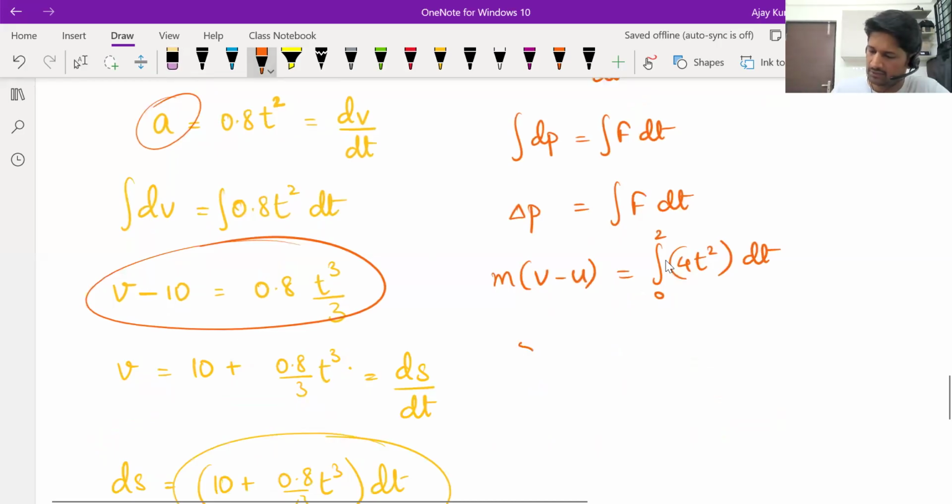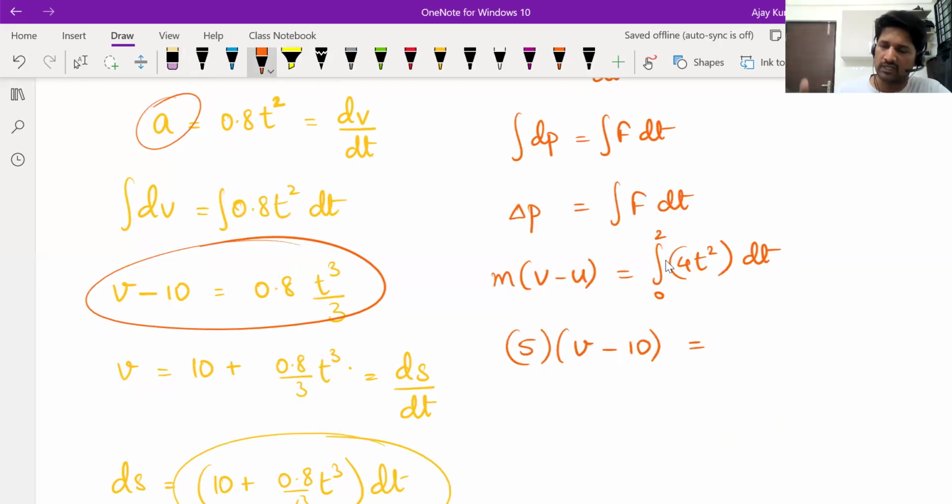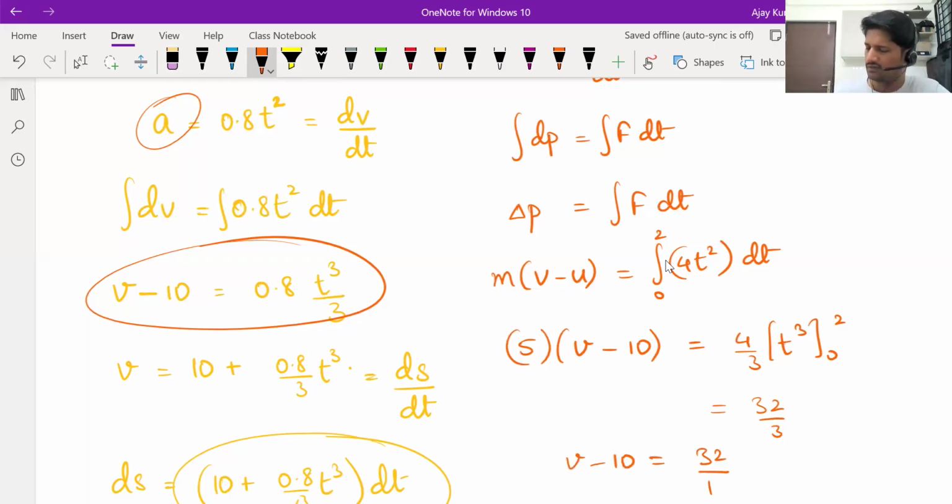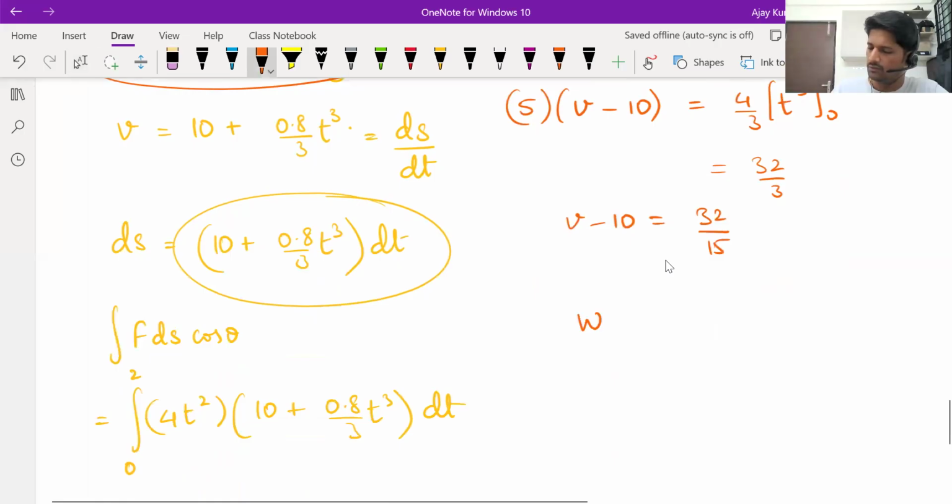Now, mass of this object was 5 kg. Final velocity is unknown. Initial velocity is 10. Integral 4t square is 4t cube by 3. So 4 by 3 into t cube. Substitute limits 0 to 2. 2 cube is 8. 4 into 8 is 32 by 3 is the right hand side. Send the 5 to that side. You get v minus 10 is 32 by 3 into 5, which is 15. From there, you find out final speed. Once you know final speed, work is equal to change in kinetic energy.